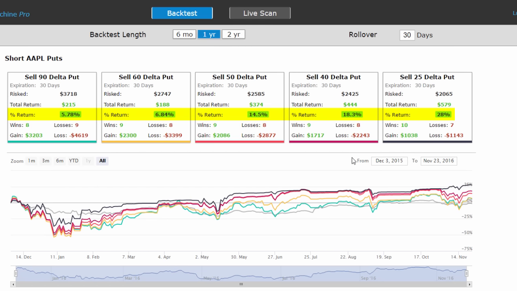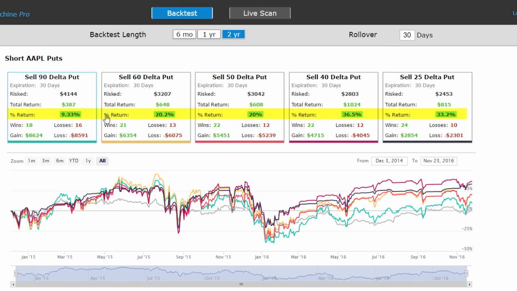In fact, for a stock that has essentially not moved in an entire year, we could have made anywhere from 14 to 28% simply by selling puts and avoiding trading earnings. We can now do a 2-year backtest. We can see the results over 2 years are even better, and certainly the longer the backtest, the more information we get. Now this is the information that the top 0.1% are keenly aware of.